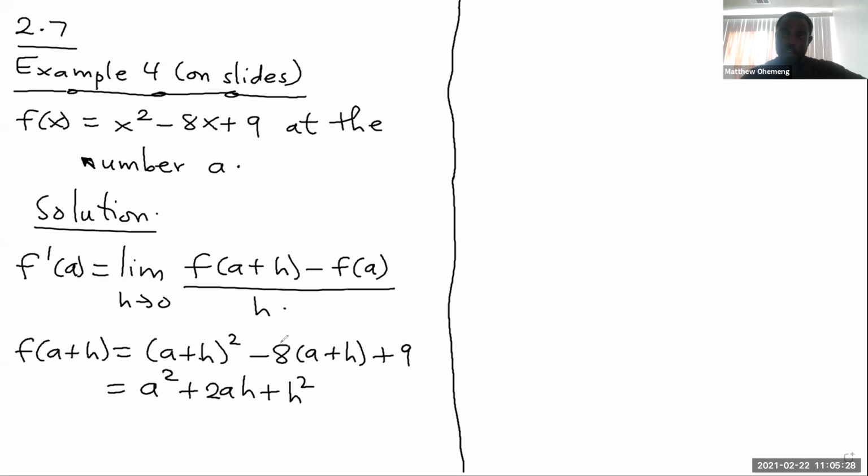And then for this part, I'll distribute the negative 8. So that would be minus 8a, and then negative 8 times h will be minus 8h. And then I have plus 9, right? So this is f of a plus h.